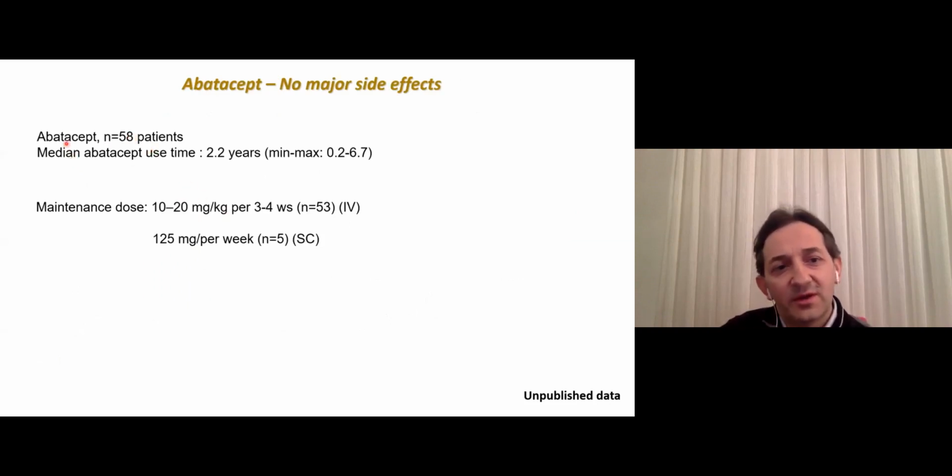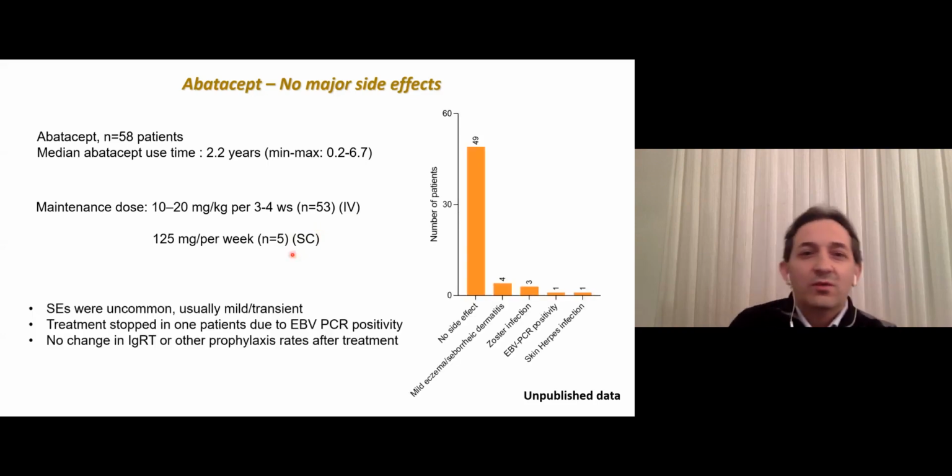And looking at the dose and interval of abatacept, there were 58 patients receiving abatacept, with a median use time of up to about 2 years, and a maximum of 6 years in some patients. Usually they received abatacept by the IV route, while some by the subcutaneous route. When we looked at the side effects, we didn't see any severe side effects, and all the side effects were uncommon, usually mild and transient, especially localized to the skin, like mild eczema, some herpes simplex or zoster infections, and we stopped treatment in only one patient due to EBV PCR positivity. And after the therapy, the immunoglobulin therapy or other prophylaxis did not change after abatacept therapy.